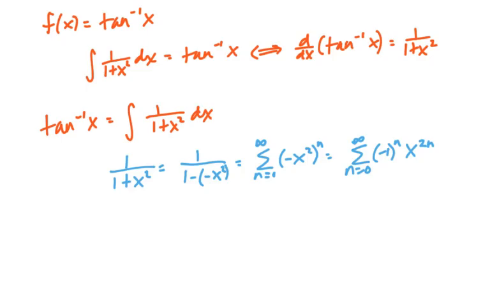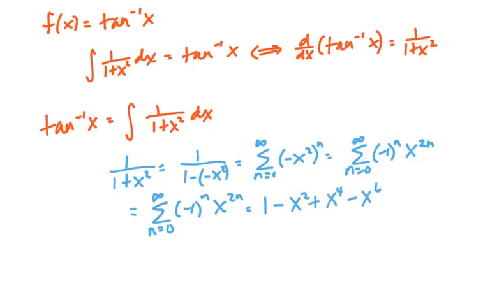Now, if we look at the terms here, let's rewrite it: the power series from 0 to infinity of negative 1 to the n, x to the 2n. So when you put 0 in for n, you have a positive x to the 0 power, which is the number 1. When you put in 1, you have a negative x to the 2 times 1, which is x squared, plus x to the 4th, minus x to the 6th, and so forth.